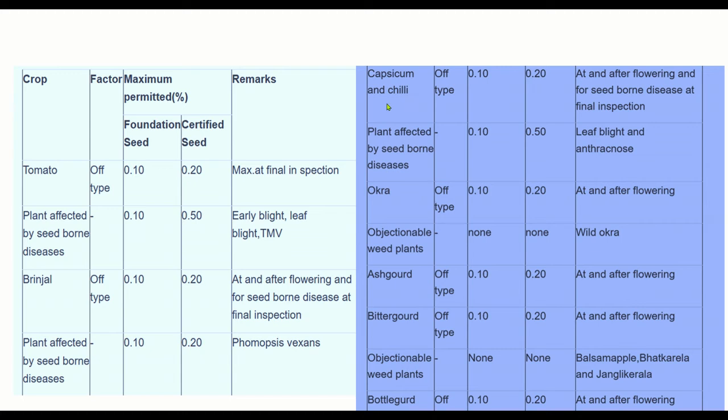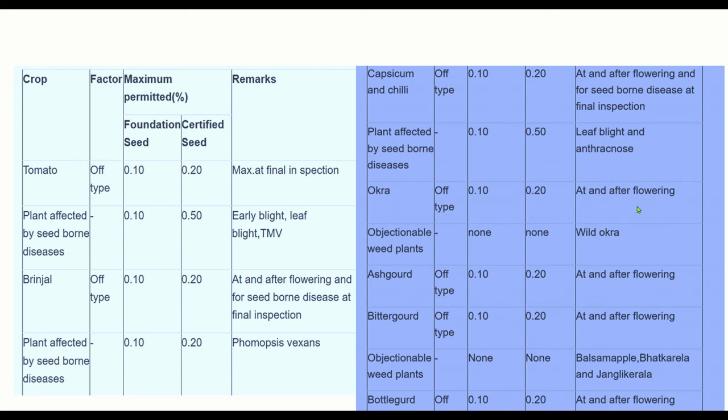Capsicum also has off type, with 0.1% and 0.2% as the maximum permitted limit for foundation seed and certified seed respectively. And the removal of off type has to be done at and after flowering, and for seed-borne disease at final inspection. Seed-borne diseases of chilies and capsicum can be listed as leaf blight and anthracnose.